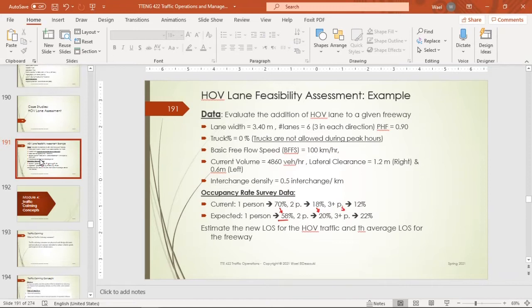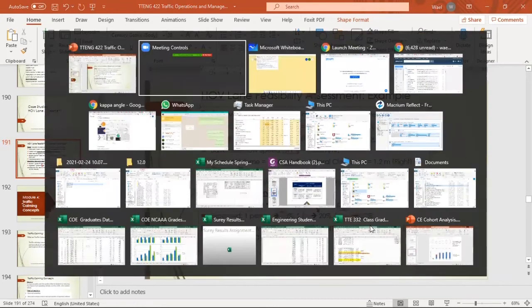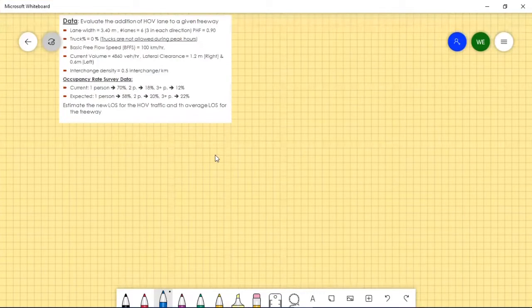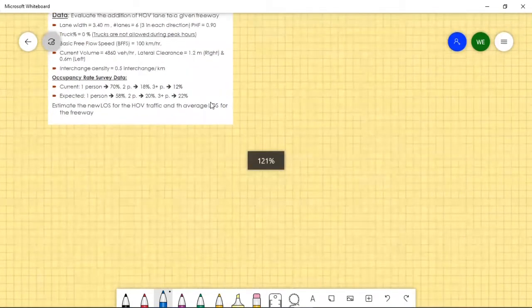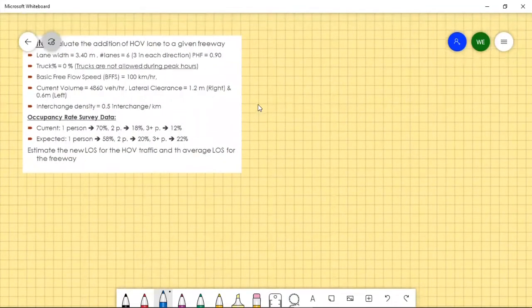Now, the question is, estimate the new level of service for the HOV traffic and the average level of service for the freeway. Clear? So let's work on this case. We are going to start with the initial case, which is what we have here. First, we need to convert the trips into person trips.